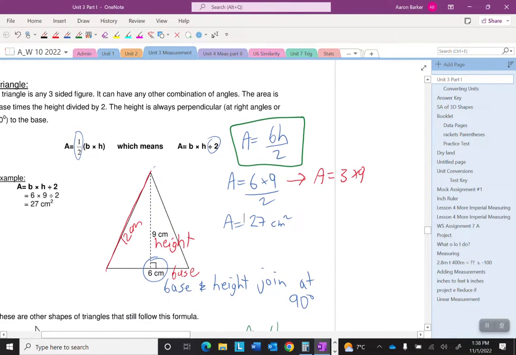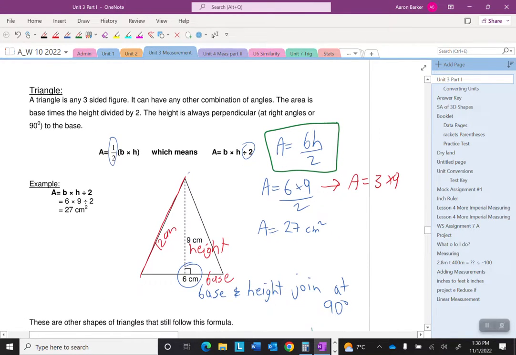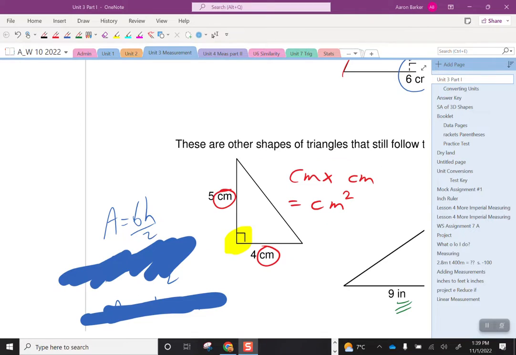Watch out for measurements like 12, which don't matter. Okay, watch out for questions like 12 that don't matter. So this triangle here, we have centimeters times centimeters, which will give us our centimeters squared. That's how we're getting the area, as we're multiplying centimeters by centimeters. Okay. Which one's the base, 5 or 4? It doesn't matter. If you turn the screen sideways, then you'd say 5. Doesn't matter. As long as they do what?